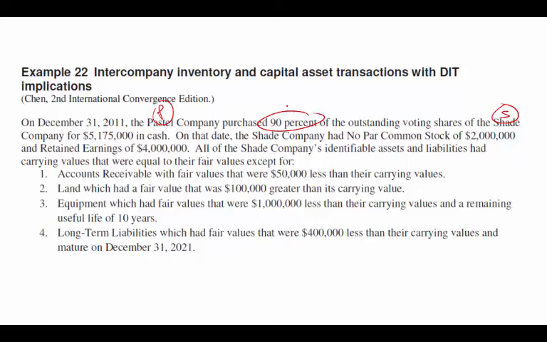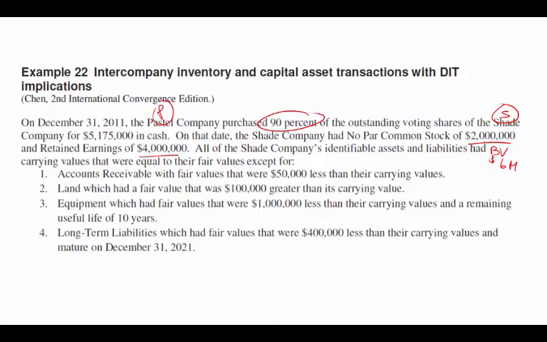On that date, the Shade Company had no par common stock of $2 million and retained earnings of $4 million. So this tells us the total book value of Shade's equity, assuming we aren't given additional information later saying there are additional equity balances. So the $2 million plus the $4 million, we know the book value of the equity is going to be $6 million.